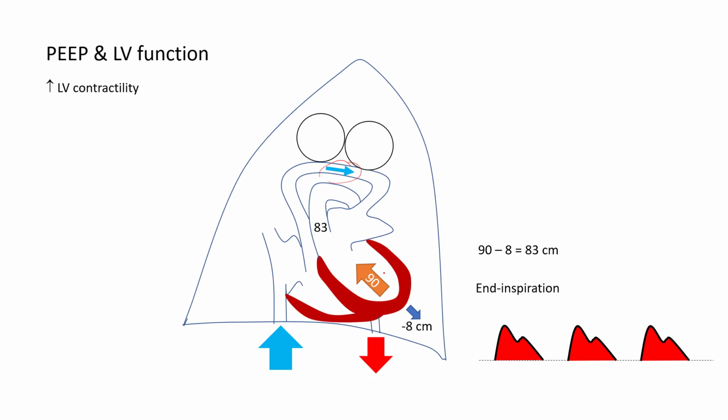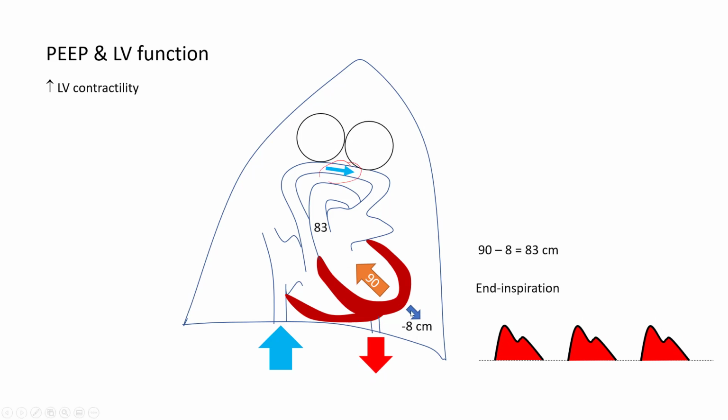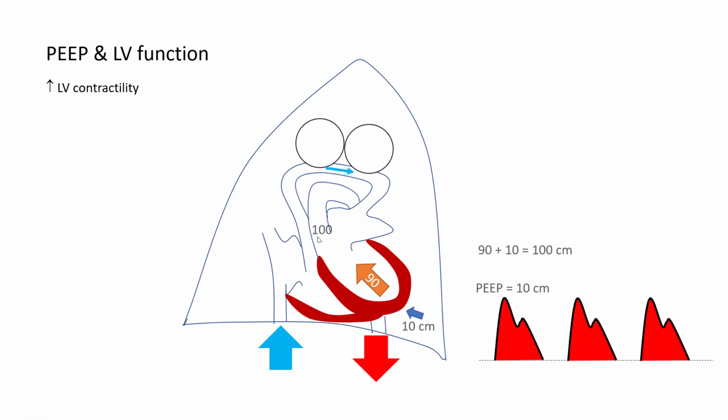So let's say, for example, this LV is able to generate 90 centimeters of water pressure. When your intrapleural pressure is -3, the effective pressure that is transmitted is around 87 centimeters of water. When you are inspiring, you increase the intrapleural pressure to -8 and thus reduce your pressure even further. However, when you give them a positive pressure, you augment the LV pressures and thus it improves your cardiac output. We call PEEP a poor man's balloon pump. So you can use your PEEP to help augment the LV function in patients who have got systolic failure.